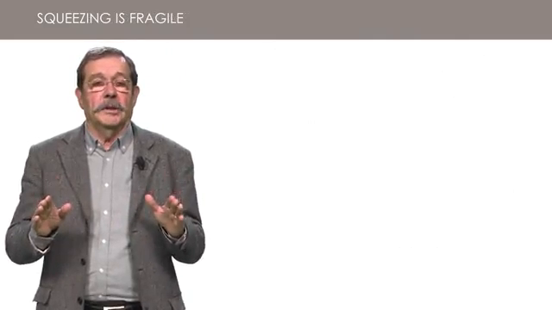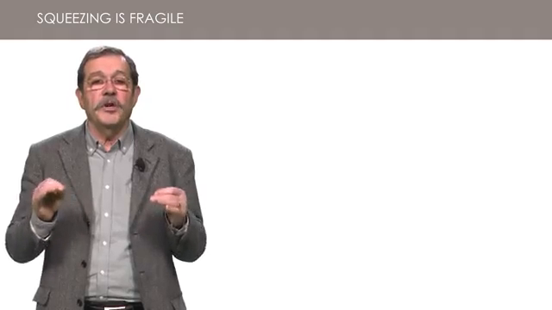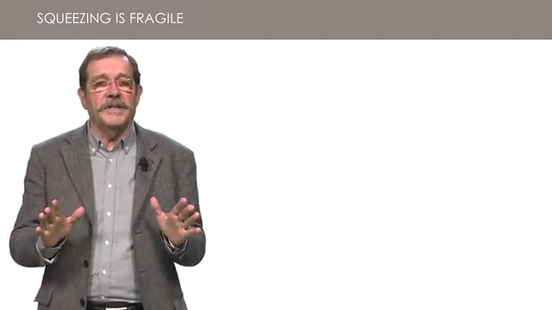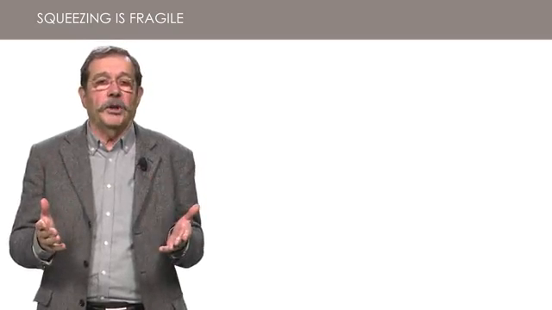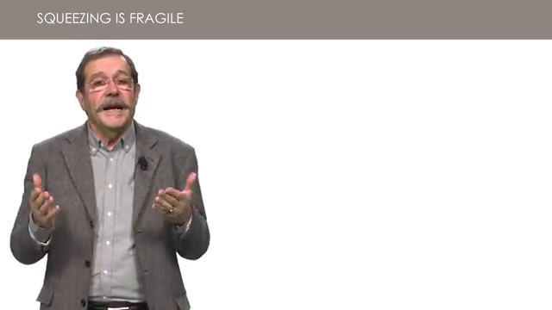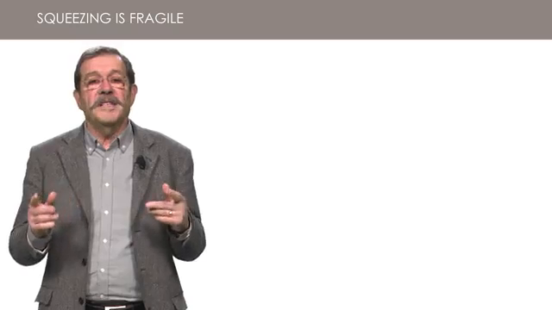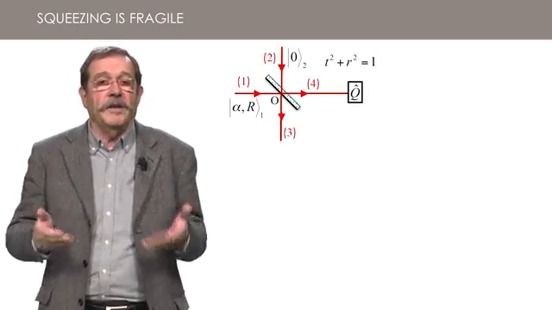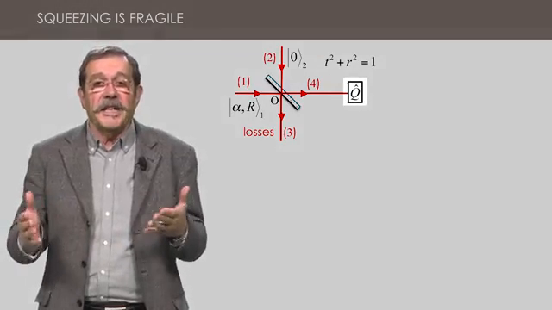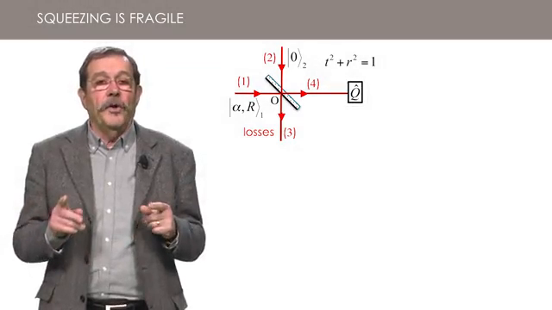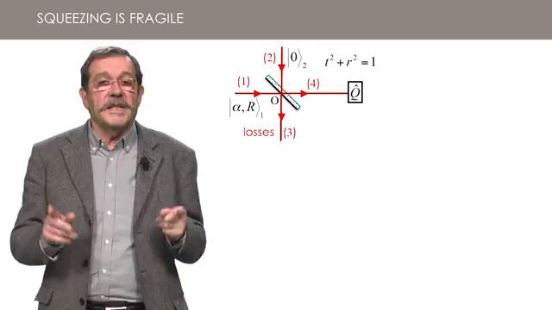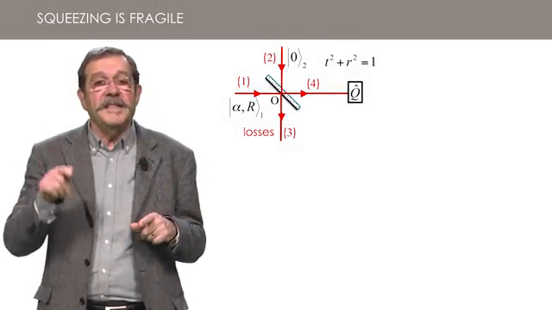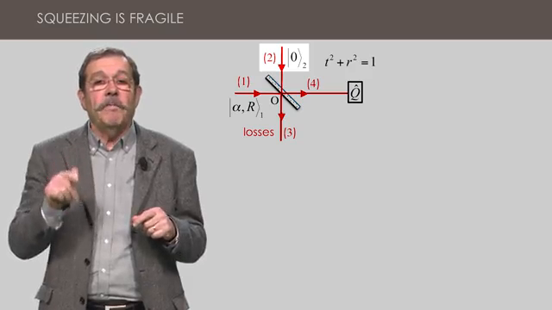To make a long story short, squeezing is fragile because losses reduce the amount of squeezing, that is to say, the potential gain compared to the standard quantum limit. By losses, I mean absorption, or stray reflection on an interface, or a detector quantum efficiency less than 100%. All these losses can be modeled by a perfect beam splitter reflecting a fraction of the beam equivalent to the losses, and followed by a perfect detection of the squeezed quadrature. The beam reflected to channel 3 is associated to the undetected losses and will play no role. In contrast, we will see that the empty input channel 2 will play a role.